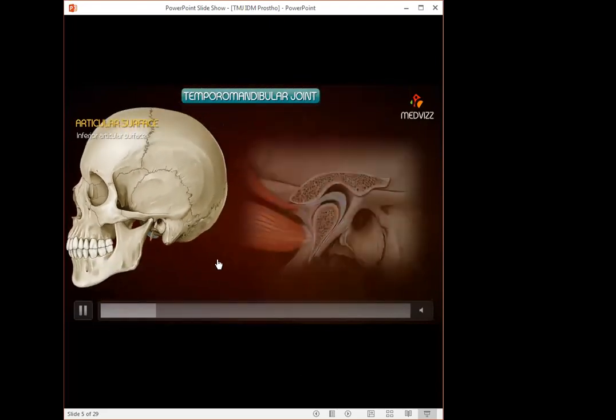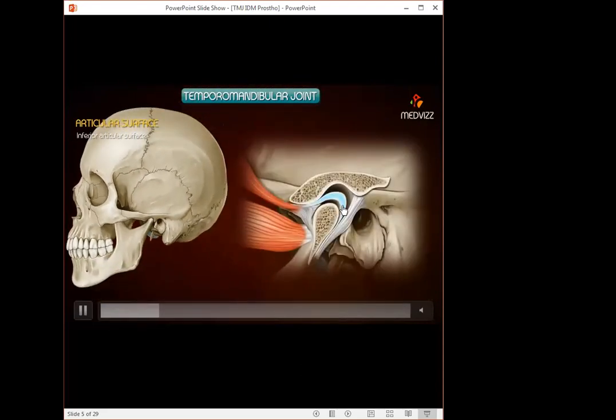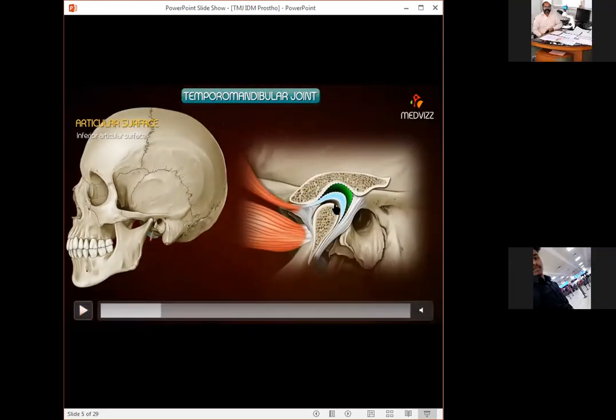And this articular surface is covered by fibrocartilage. So if you're going to see this picture, you can see that this is the articular surface of the temporal bone. This is the condylar process of the mandible, and you have the articular disc in between, which has the superior joint cavity and the inferior joint cavity.